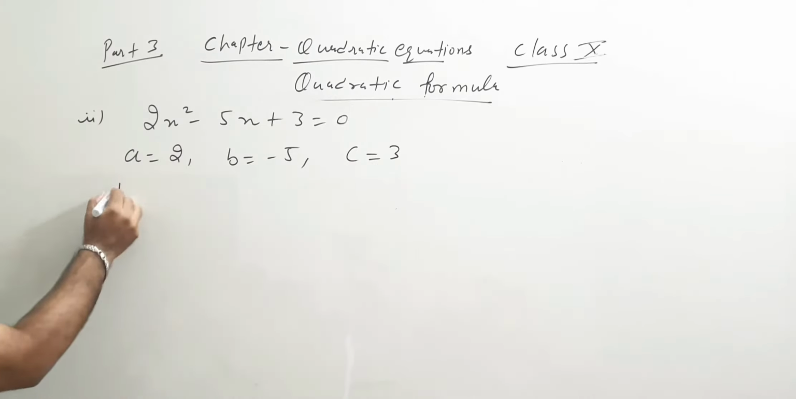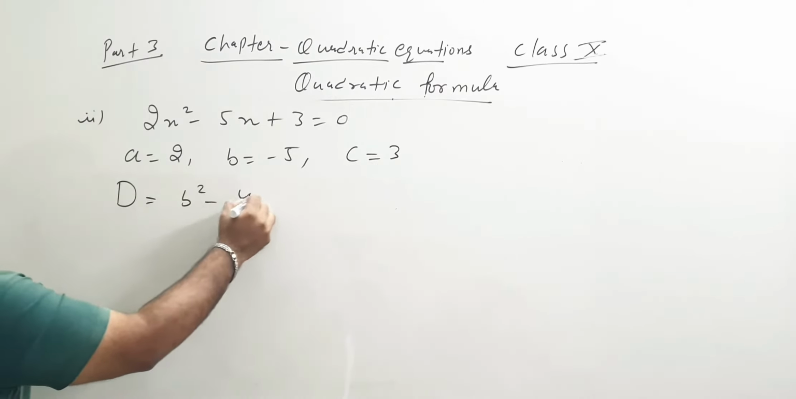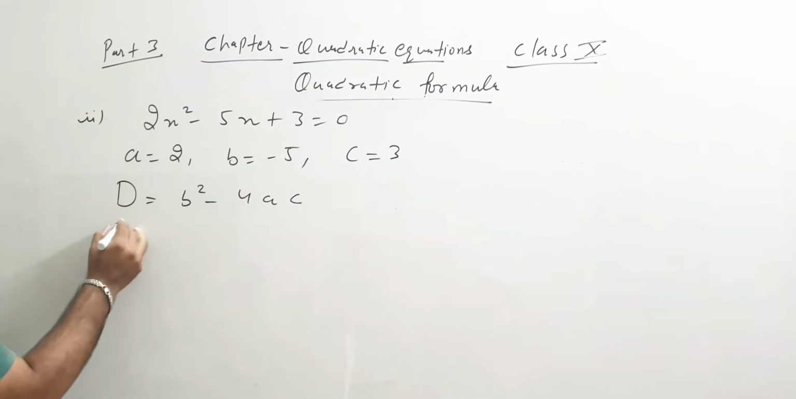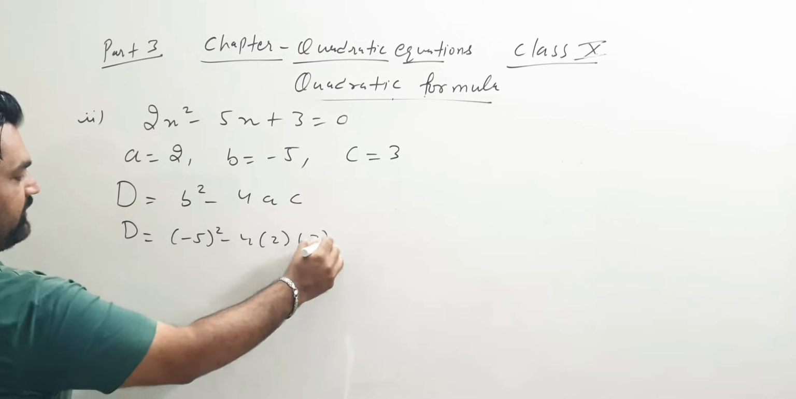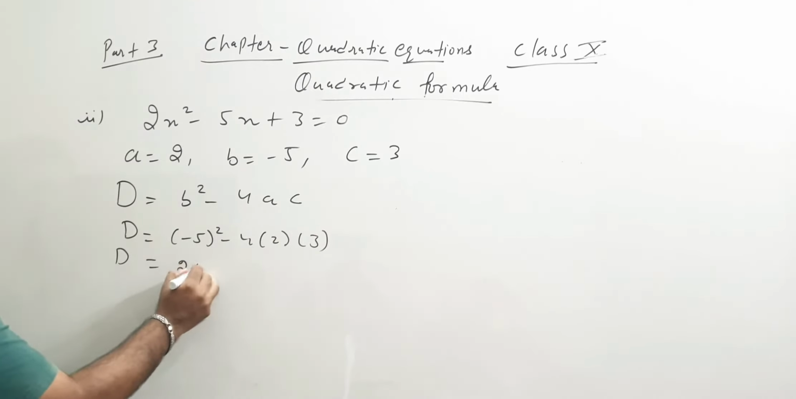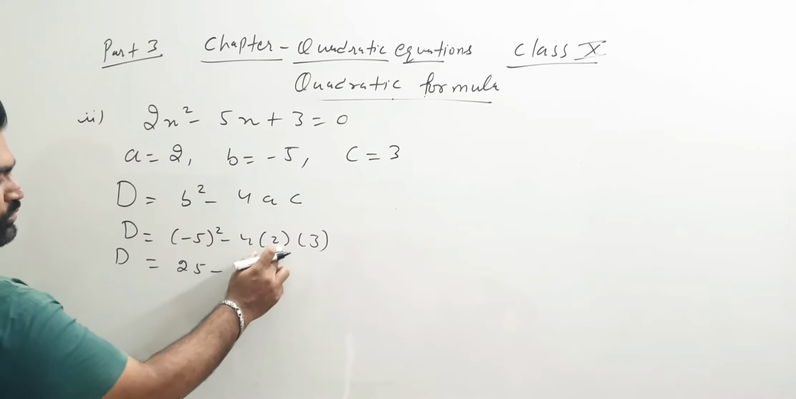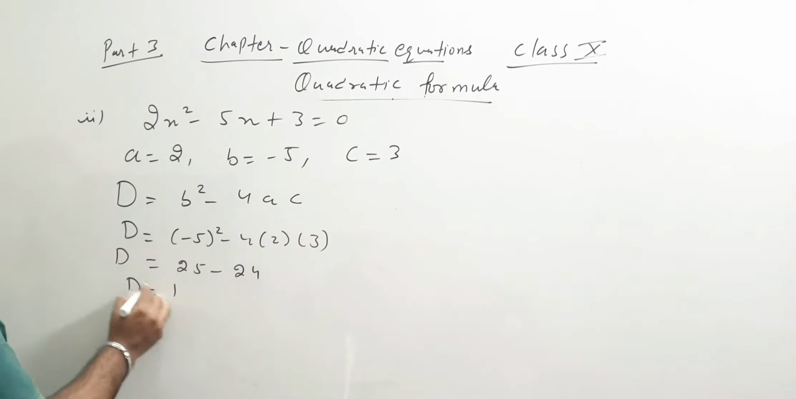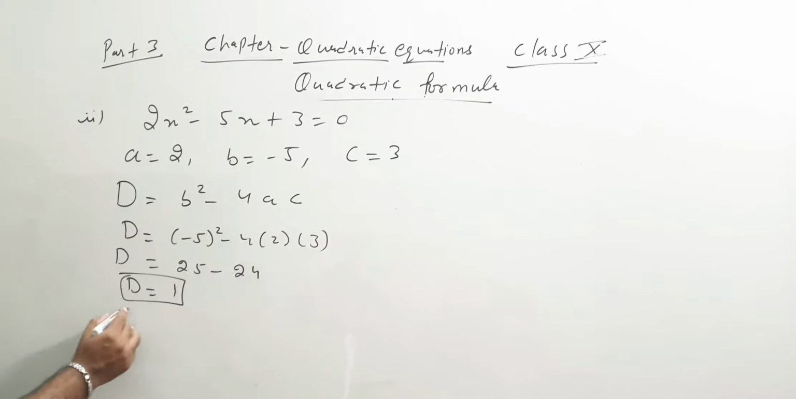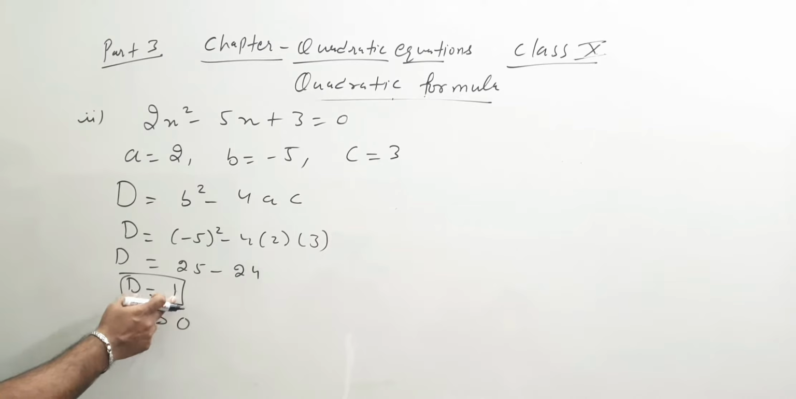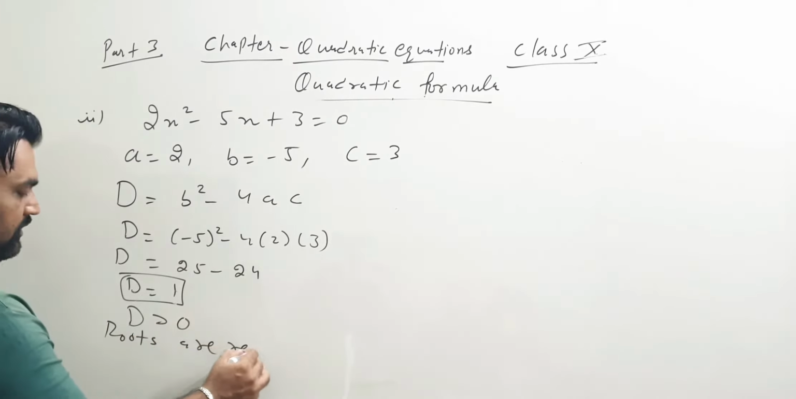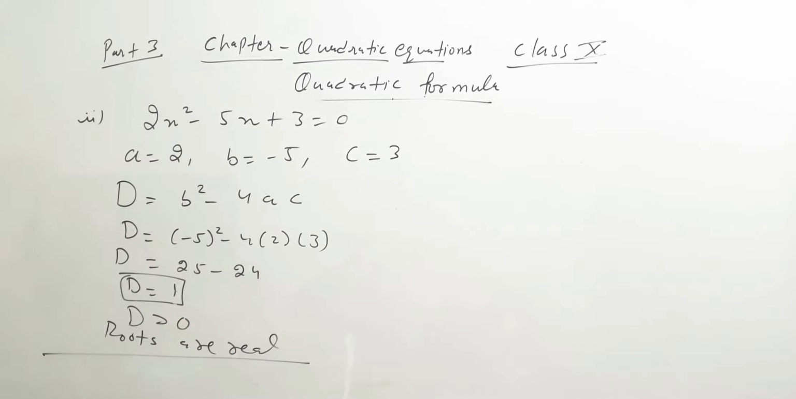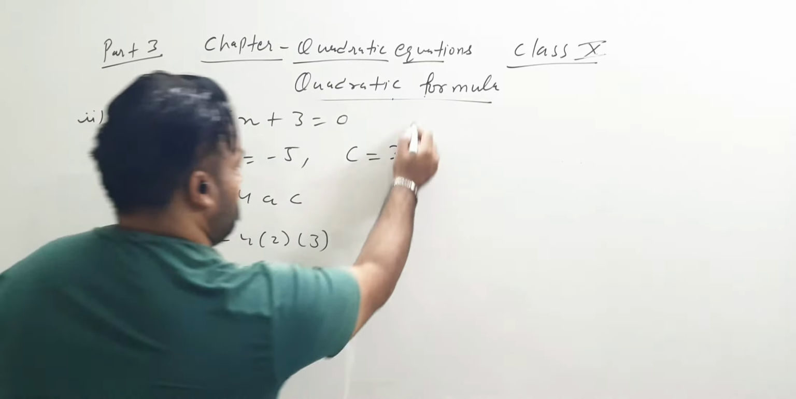Now we will find d, that is b square minus 4ac. Now what is the value of b? Minus 5 square minus 4ac. So d equals to 25 minus 4 times 6 is 24. Now the value of d is 1. So the value of d is again greater than 0 because the value of d is 1 and 1 is greater than 0. So the roots are real. Now we will apply the quadratic formula.